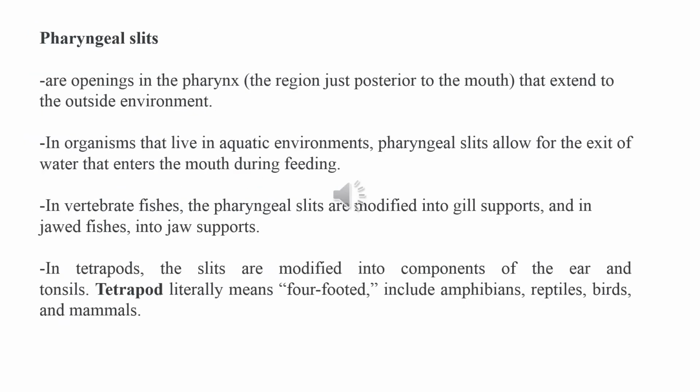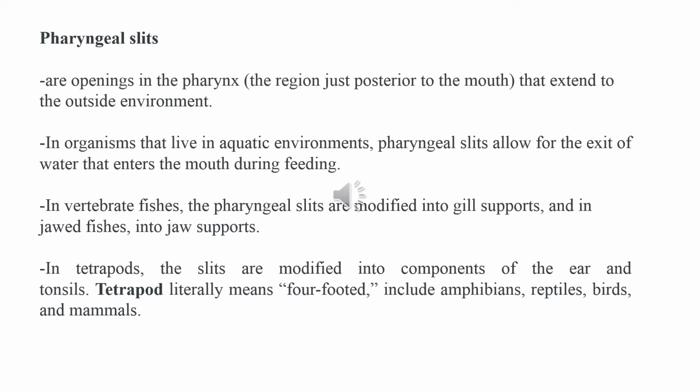The third main character of the animals which are included in phylum Chordata is the presence of pharyngeal gill slits. These pharyngeal gill slits are basically openings in the pharynx that extend to the outside environment, and in organisms that live in aquatic environments, pharyngeal gill slits allow for the exit of water that enters the mouth during feeding.